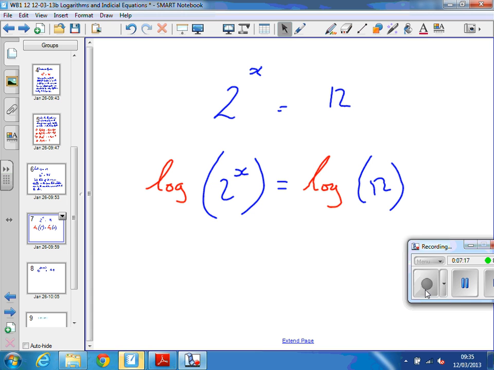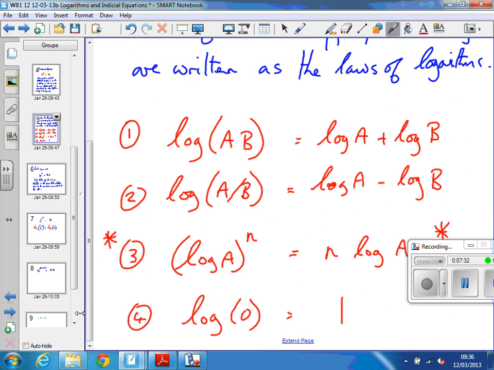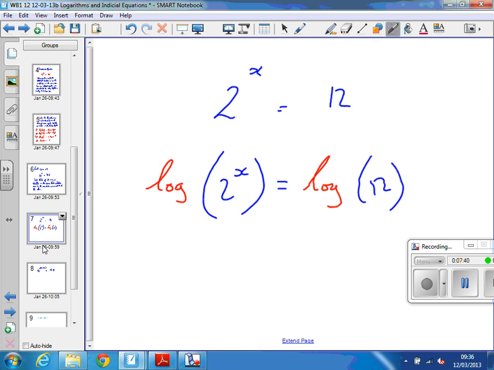Because this is the logarithm of 2, the log of 2 is like a power. Remember, the logarithm is a power raised to another power. From the laws of logs that we were looking at on the previous slide, if I've got a logarithm raised to a power, I can bring the power down and turn it into a multiplier. So that's what I do here. I bring the x down and put it in front. And that's where these become useful.